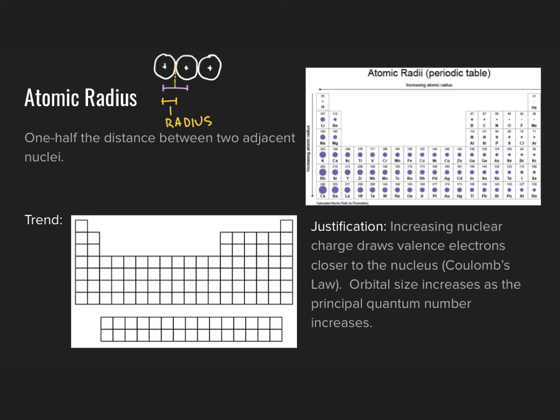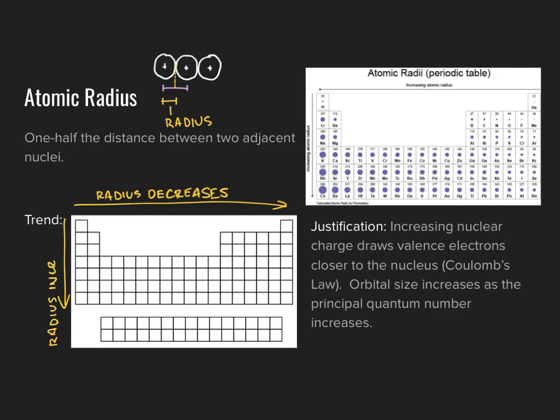And looking at our periodic trend for atomic radius, we see that as we move from left to right across a period, the radius of the atoms generally gets smaller. Whereas when we move from top to bottom of the periodic table, the radius of the atoms gets larger.